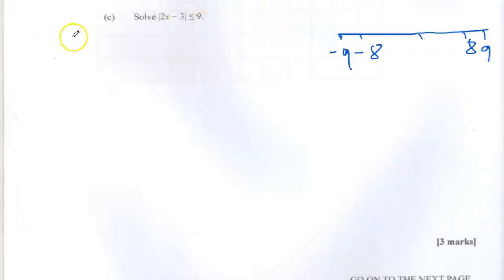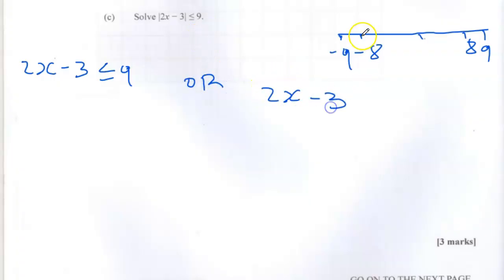Alright, so this is saying that whatever we have in the bracket here, 2x minus 3, it has to be less than or equal to positive 9, or it has to be greater than or equal to negative 9. Alright, so the absolute value, the bracket here, has to fall in this category. Less than 9, greater than negative 9. So we can solve these.